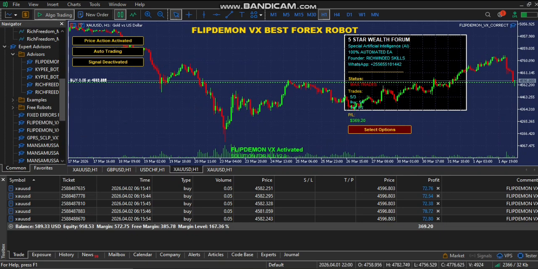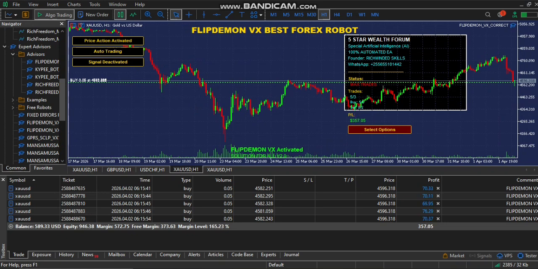Look at XAUUSD, gold, here in the metals section. You can see the structure reading. It shows BOS bull. That means break of structure bullish. The market broke above a key swing high. Buyers are confirmed to be in control.